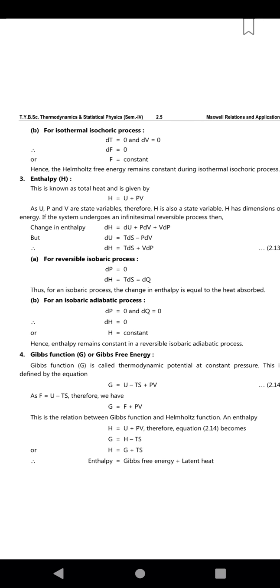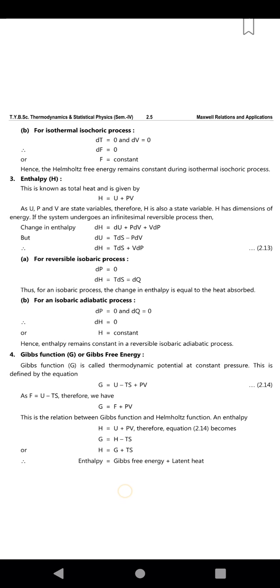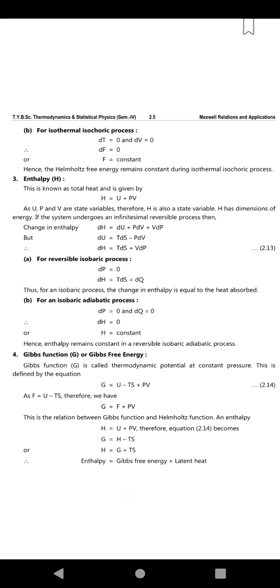And suppose the second condition is for isothermal isochoric process. We know in the isothermal process temperature remains constant, it means that dT equal to 0, and in isochoric process volume remains constant, it means that dV equal to 0. Therefore dF equal to 0 and we get F equal to constant, it means that in this process Helmholtz free energy remains constant.